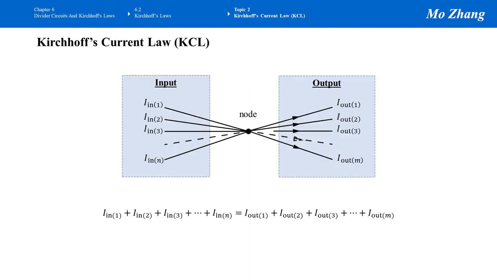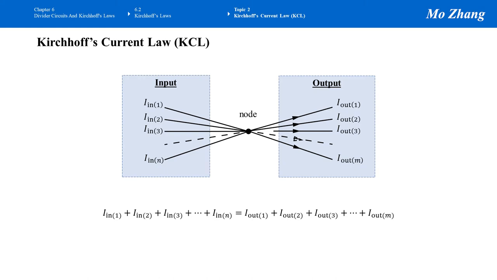The picture here shows the Kirchhoff current law. The box to the left shows all the branches bringing the current into that junction node in the middle. After the current enters the node, the current will leave that node and enter the box to the right. As you can see, that box is labeled as output. Those are the output branches.